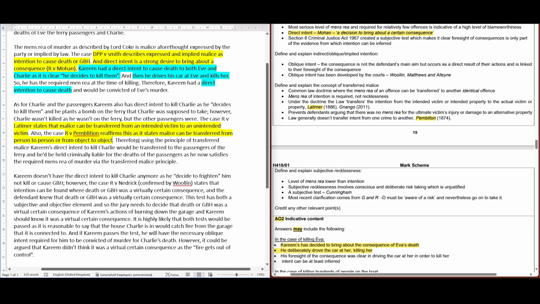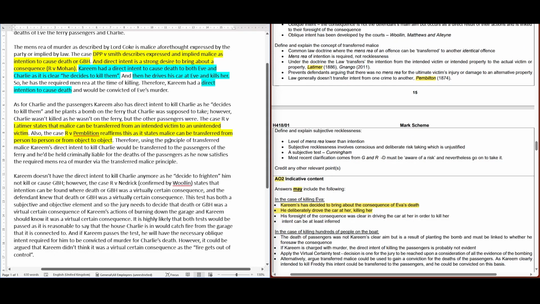Could he have written a bit more about transferred malice? Perhaps. If he had written a bit more about transferred malice, more for the AO1, then he would get more marks. But it's fine because we're going to assess his answer at the end and decide what level it goes in: 1, 2, 3 or 4. And as the examiner's reading through your answer, they'll gauge what level your answer's at.